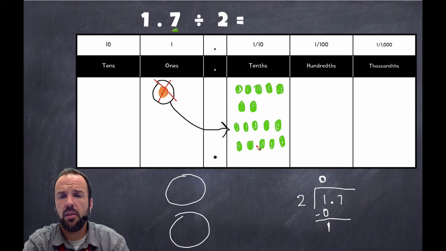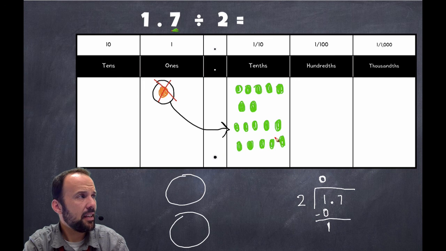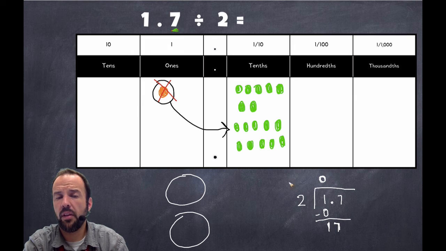Easy enough. So now altogether, how many tenths do I have? All right, well, if I were to count these up, I would have 1, 2, 3, 4, 5, 6, 7, 8, 9, 10, 11, 12, 13, 14, 15, 16, 17. 17 tenths, right? So I'm going to write that here as 17, and if I was following along with the standard algorithm, I would bring down that 7, which would leave me with 17/10. Awesome.